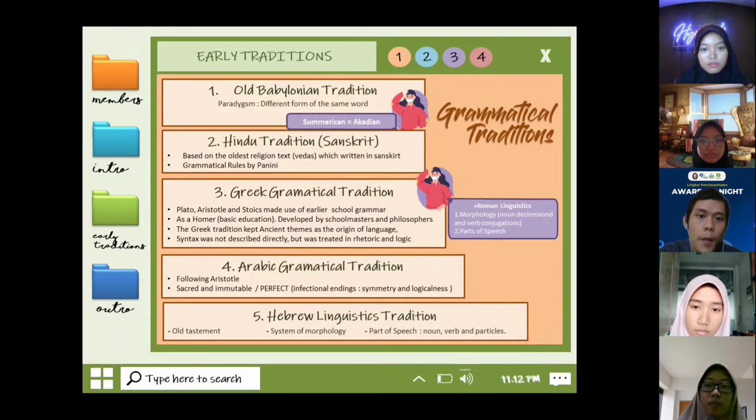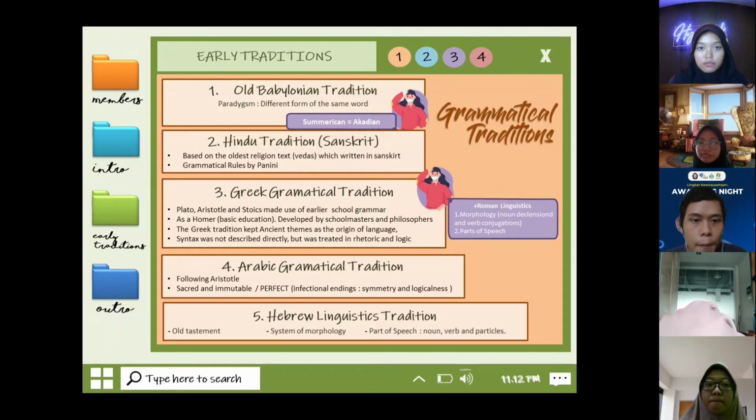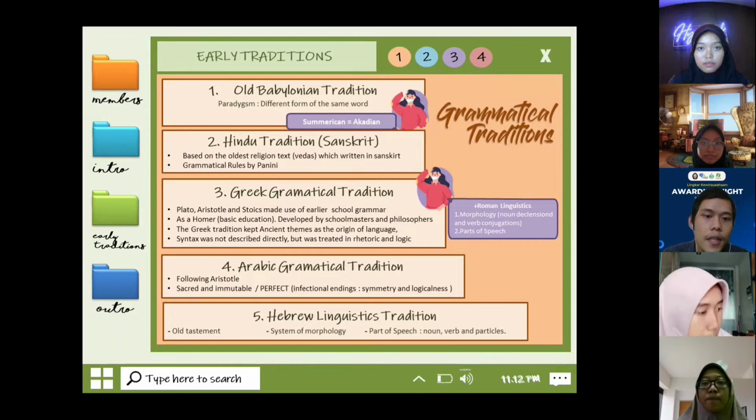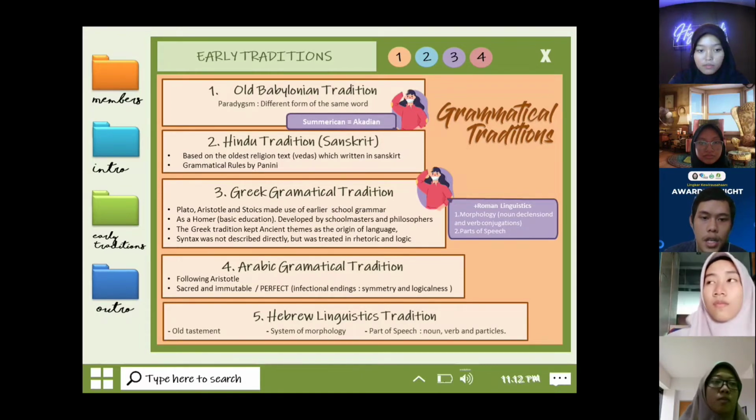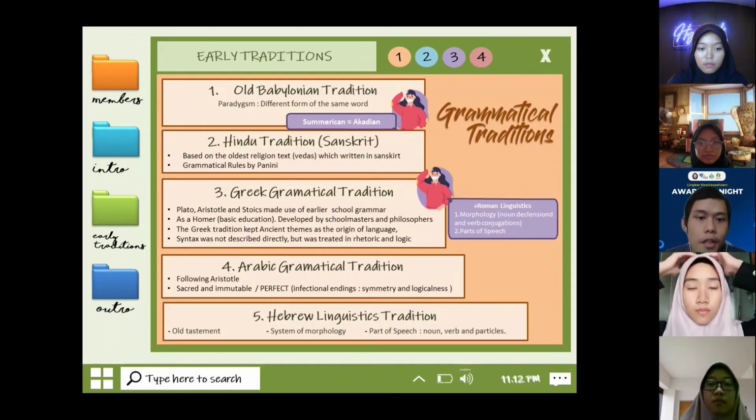The first one is the Old Babylonian tradition, which has different forms of the same word, Sumerian equivalent to Akkadian. And then the Hindu tradition or Sanskrit, based on the oldest religious texts or Vedas, which were written in Sanskrit, with grammatical rules by Panini. And the third is the Greek grammatical tradition. Plato, Aristotle, and the Stoics made use of earlier school grammar. And then Homer, or basic education developed by schoolmasters and philosophers.